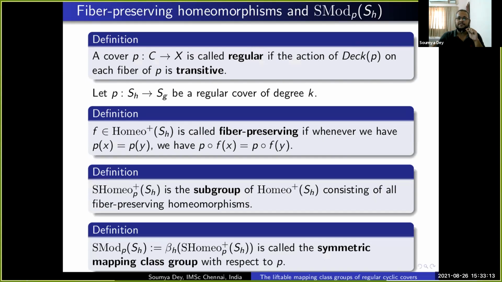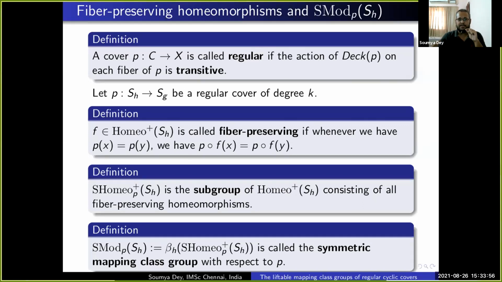So what are called fiber preserving homeomorphisms? Suppose you have a covering map P from C to X. It's called regular if the action of the deck transformation group on each of the fibers of P is transitive. For our purpose, we will always talk about regular covers from now onwards. So let P from SH to SG. I have defined already what is SH: it's a closed, connected, oriented surface of genus H. So let P from SH to SG be a regular cover of degree K.